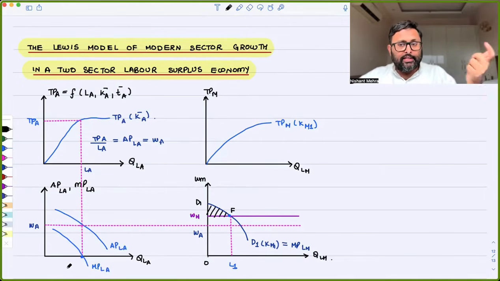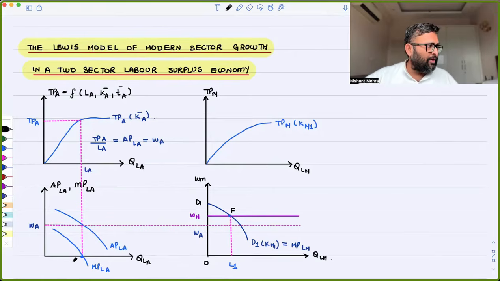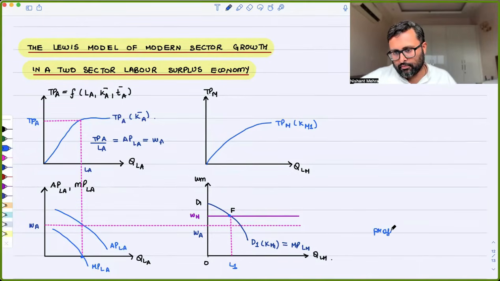And you're going to invest these profits back into the business. The moment you invest these profits back into the business, basically what it means is that this is going to shift the total product curve also. So please write this: profits are fully reinvested.